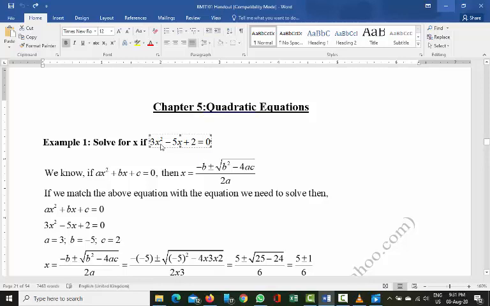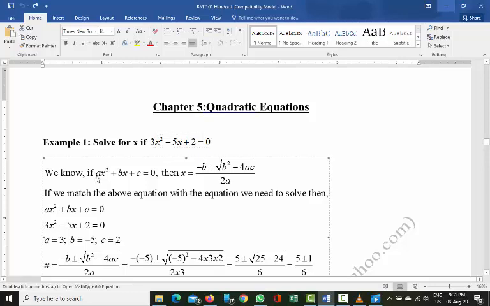If you want to solve an equation like this, always remember you need to match this equation with ax square plus bx plus c is equal to 0. You can see here, with the square term of the variable, x square, we have a. In this equation, with the square term of the variable, we have 3 here. So the value of a is equal to 3.